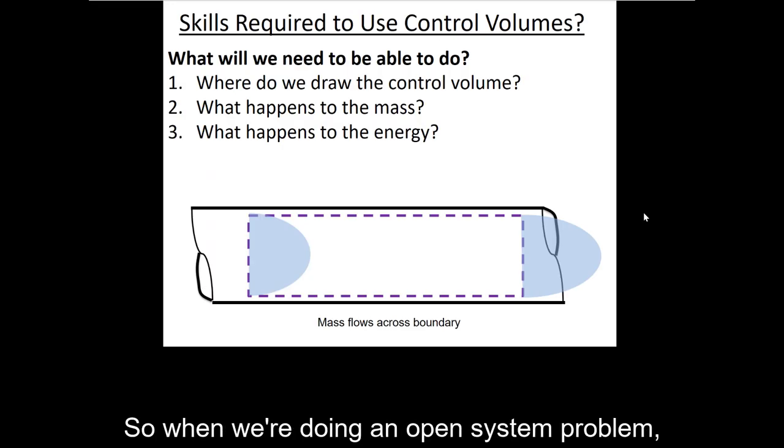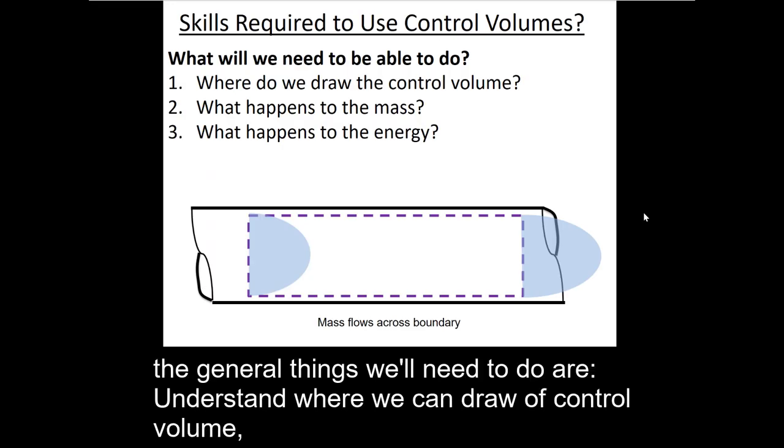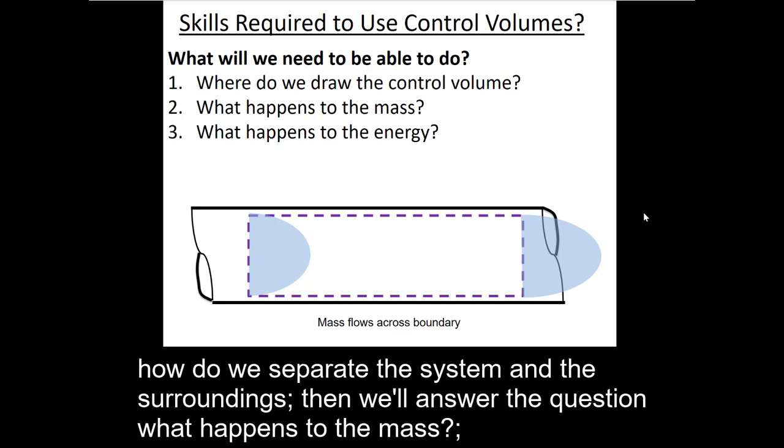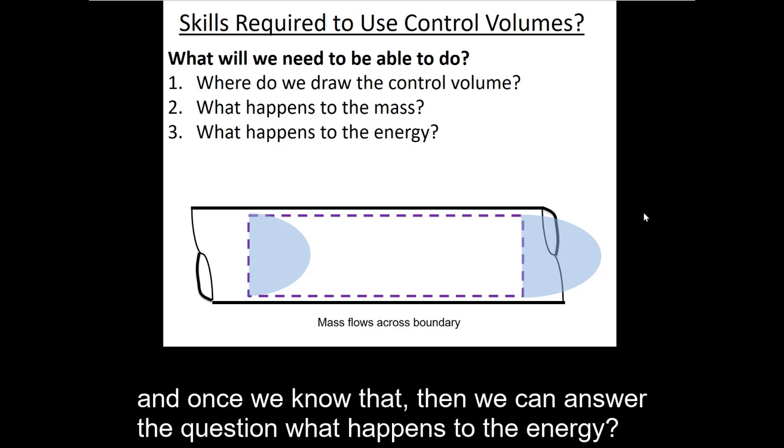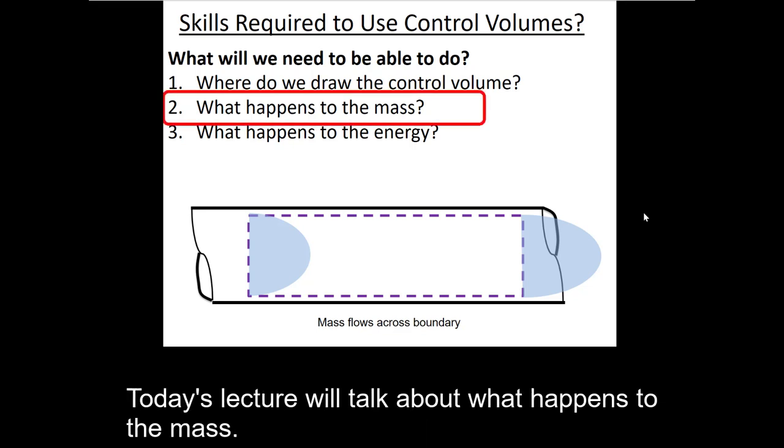So when we're doing an open system problem, the general things we'll need to do are understand where we can draw our control volume. So how do we separate the system from the surroundings? Then we'll answer the question, what happens to the mass? And once we know that, then we can answer the question, what happens to the energy? Today's lecture, we'll talk about what happens to the mass.